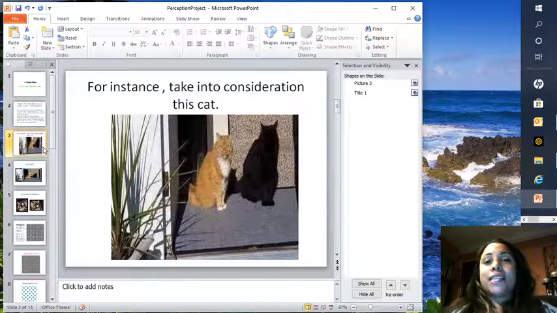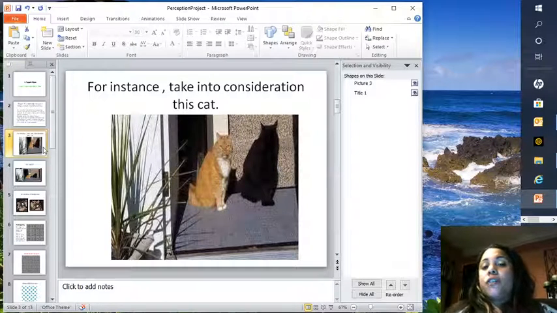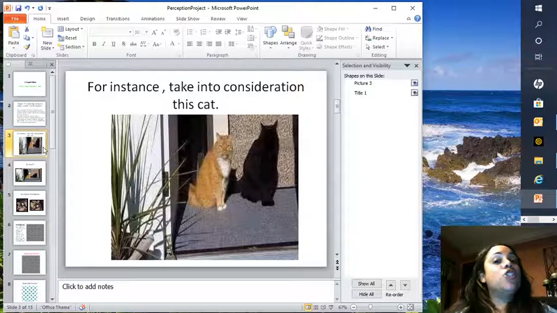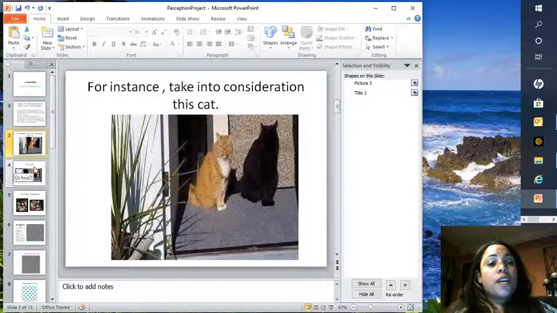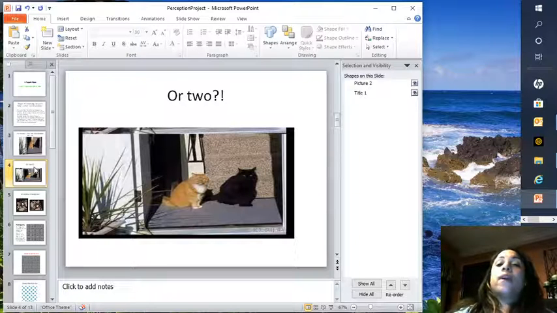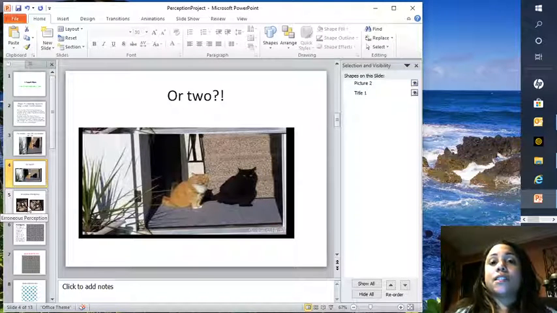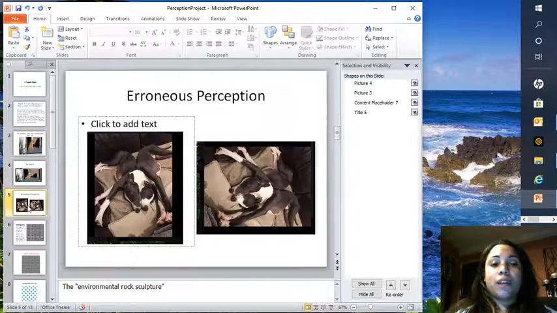Now, I have this example with the cats. For instance, take this cat into consideration. You have the yellow cat, and then you have a shadow of the yellow cat. Or is it really a shadow? It may just be a yellow cat and a black cat right next to it. Now, how can we tell that? We can tell because the black cat has green eyes and shadows don't have green eyes. When it comes to telling this distinction, a robot might have a hard time telling this distinction because it may not see the eyes at first or something like that.